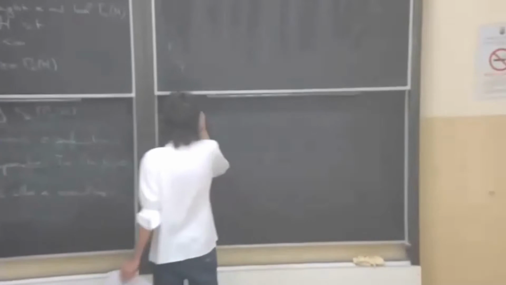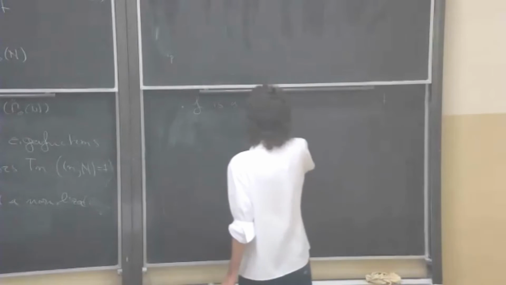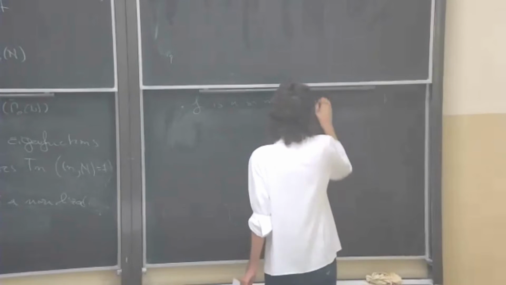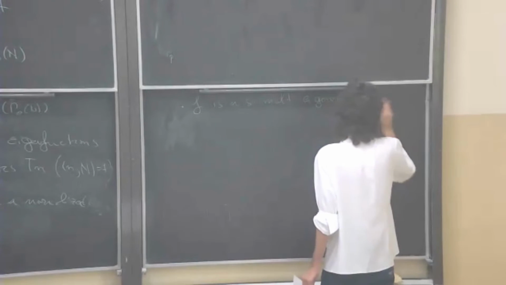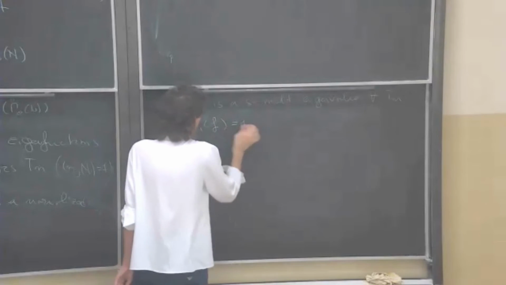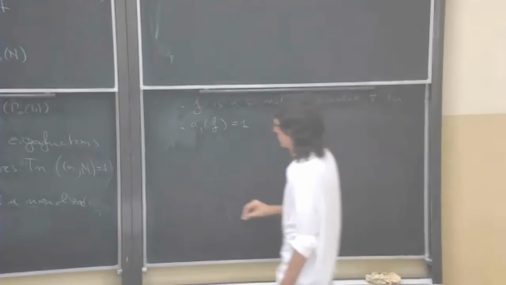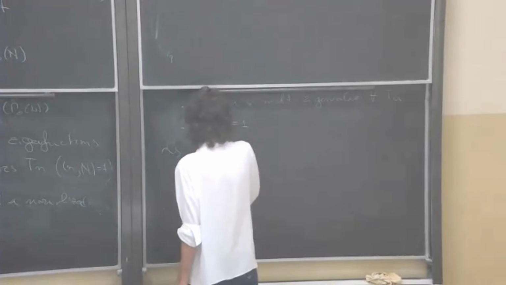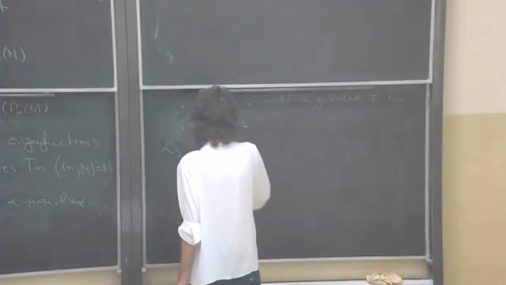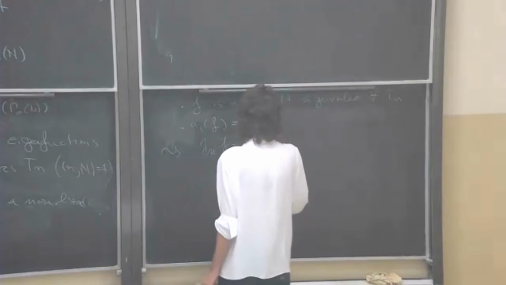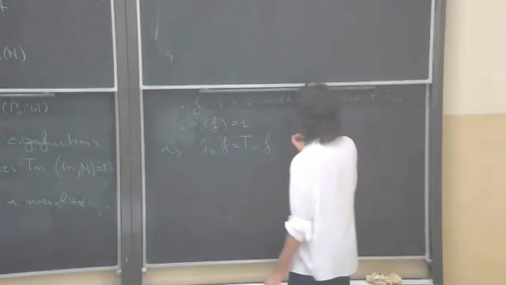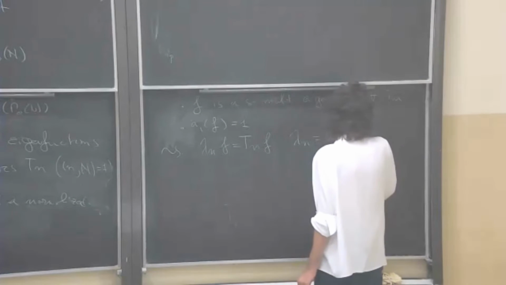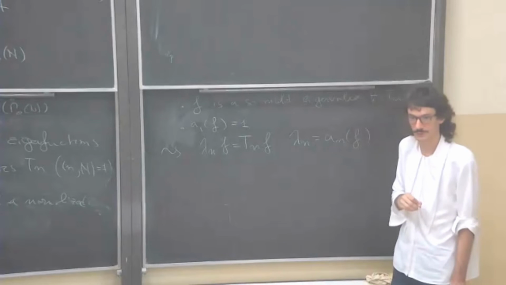If f is a simultaneous eigenfunction for all T_n, the first Fourier coefficient of f is actually equal to 1. And actually, one can prove from this a little bit of magic that if we write λ_n(f) to be the eigenvalue of f, we have that λ_n is actually the nth Fourier coefficient.